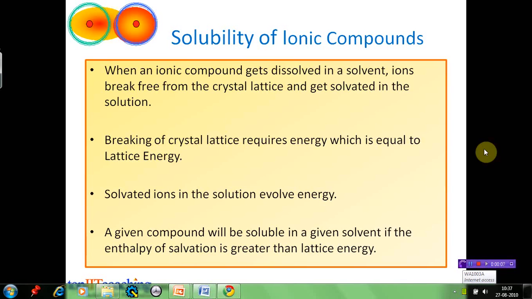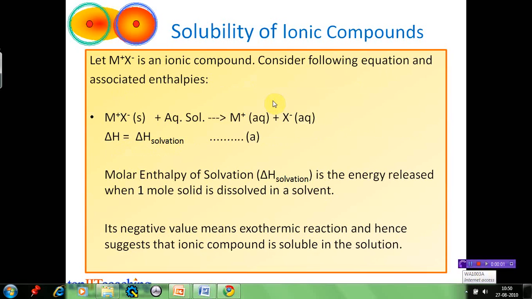We'll discuss the solubility of ionic compounds in detail. When an ionic compound gets dissolved in a solvent, its ions, that is cations as well as anions, break free from its crystal lattice and get solvated in the solution. Now, breaking of the crystal lattice to release the ions requires energy, which is equal to the lattice energy of the crystal, and solvated ions in the solution evolve energy. A given ionic compound will be soluble in a given solvent if the enthalpy of solvation is greater than the lattice energy of that compound. We'll discuss these points one by one in detail.